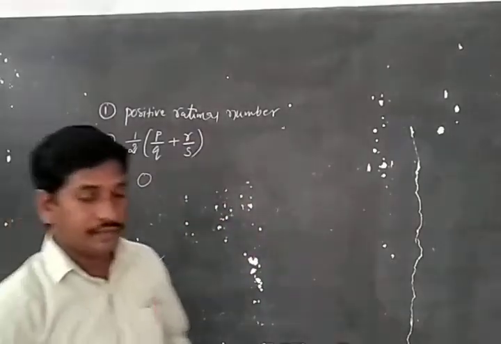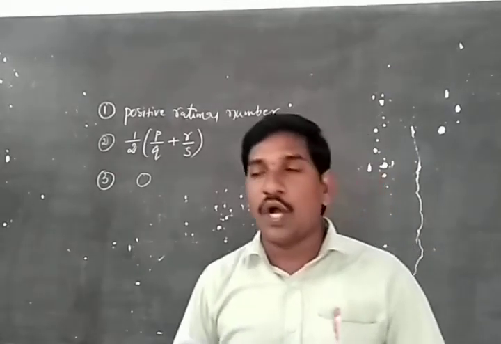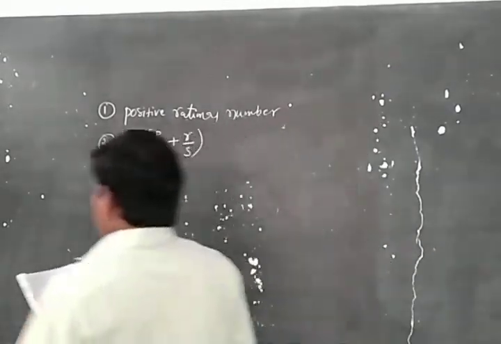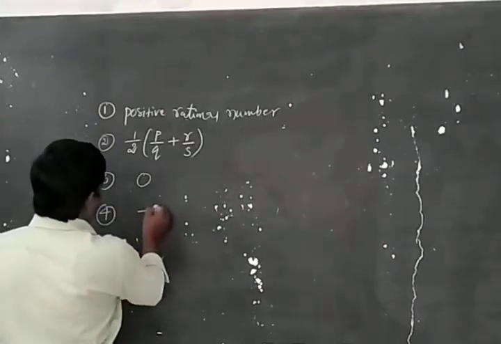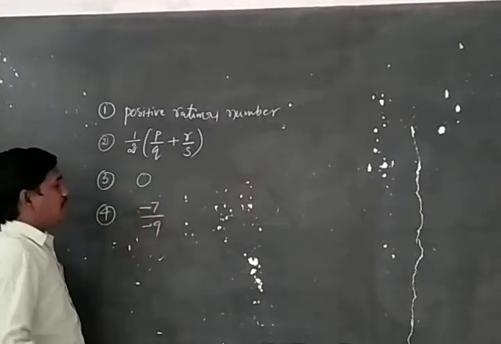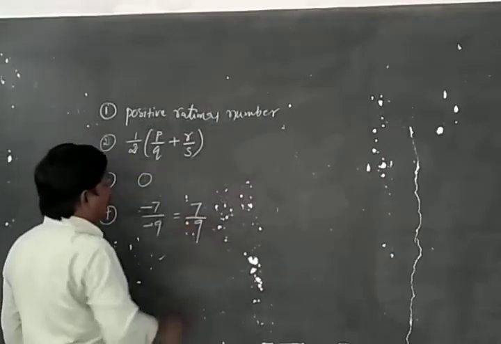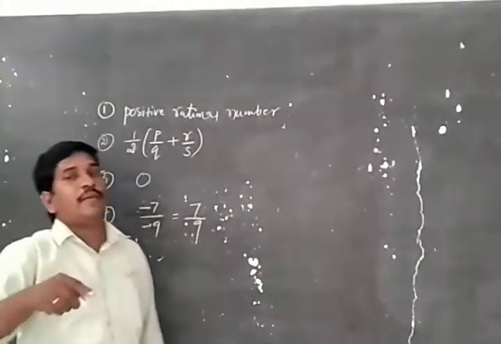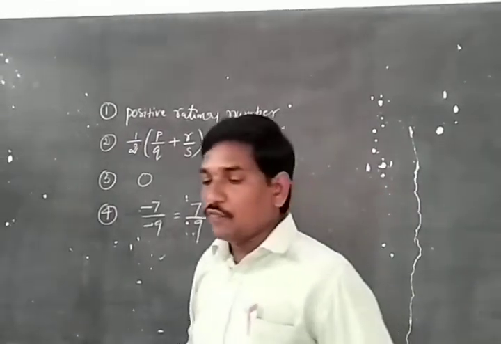Next. Which of the following is a positive rational number? Option 4 is the answer. Why? Because minus 7 by minus 9: minus into minus is plus, so it is 7 by 9. So option 4, minus 7 by minus 9, is the positive rational number. Next, fifth one.